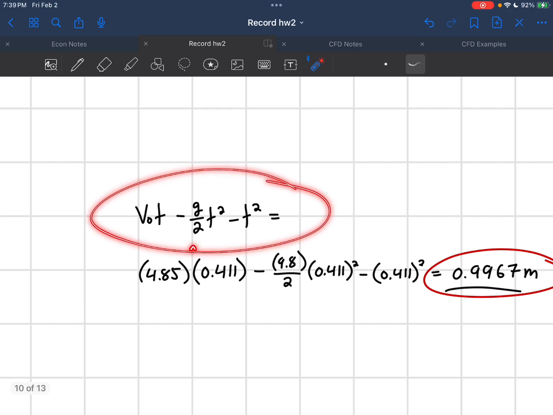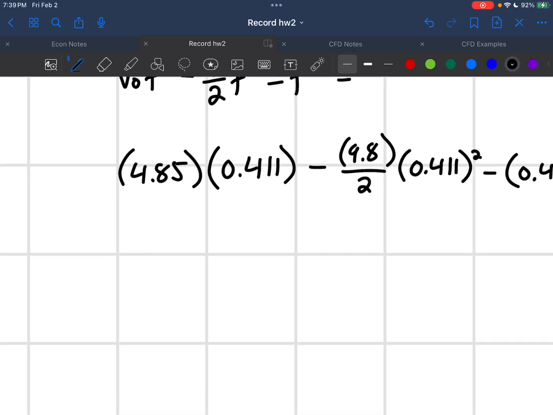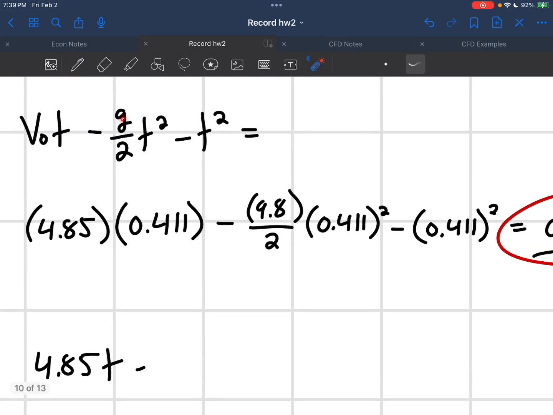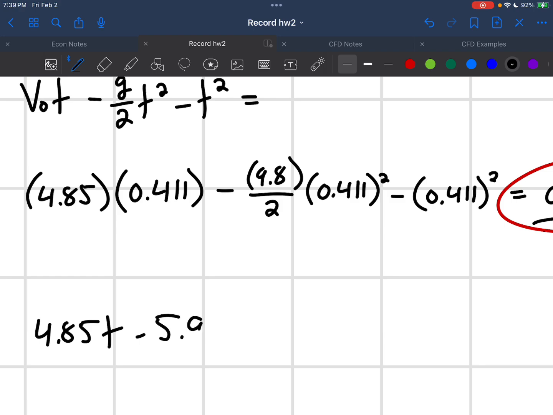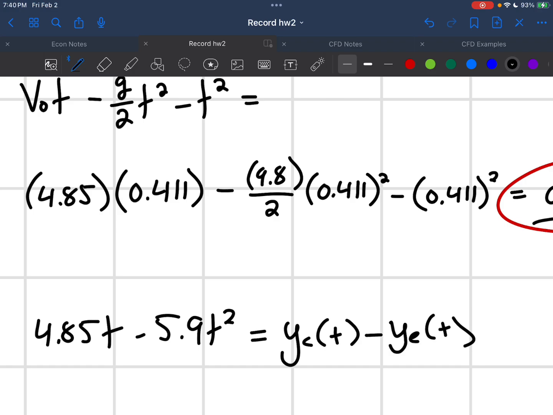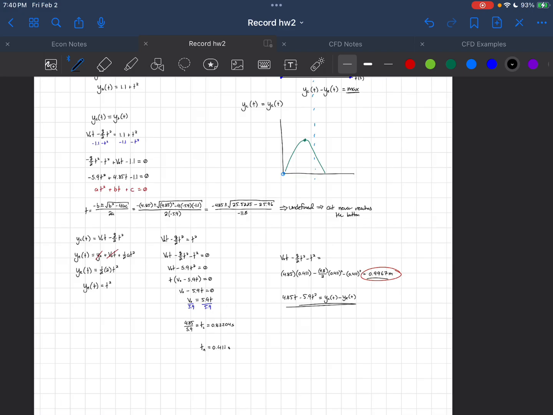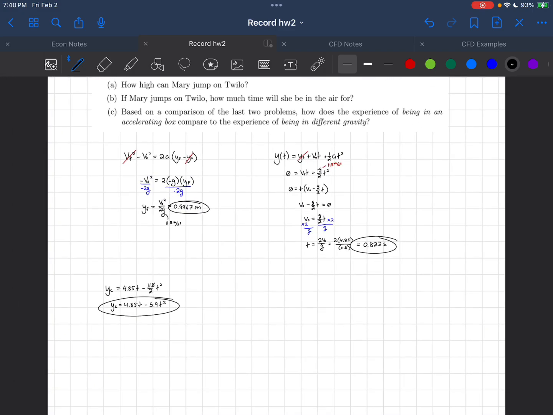It was over here. All right, so if I were to simplify this, it'd be 4.85 times t minus, well, it was my 9.8 divided by 2, so it was 4.9 minus the extra 1, so it'll be minus my 5.9 t squared. That's my yc of t. So it's the same exact equation, which makes sense, right? We were getting the same values and all that. So it's the same exact thing.